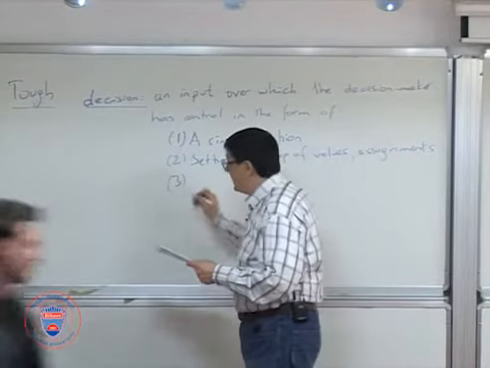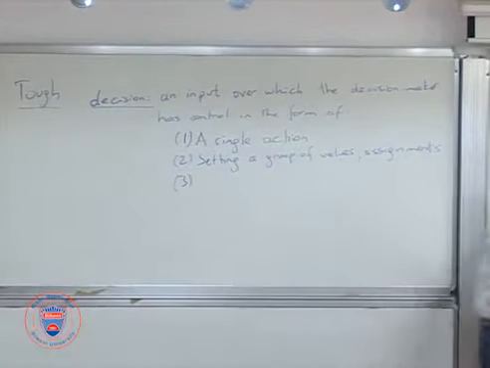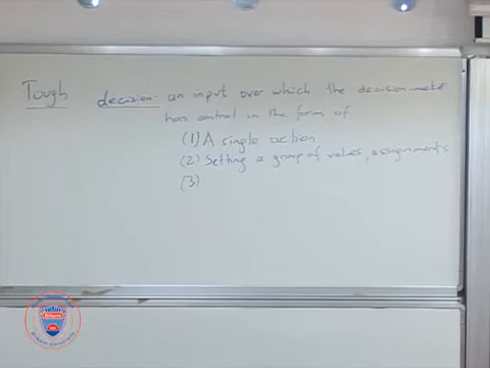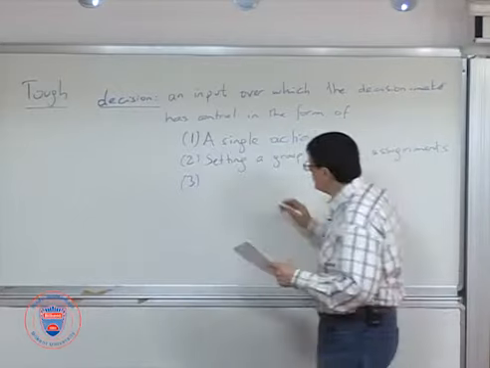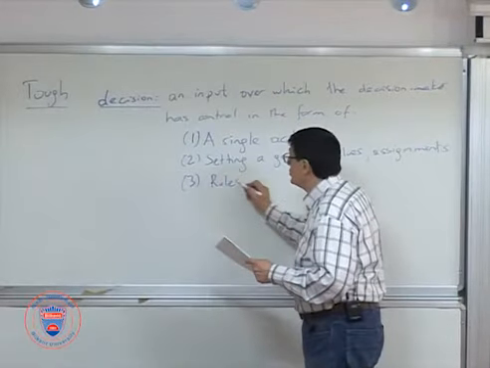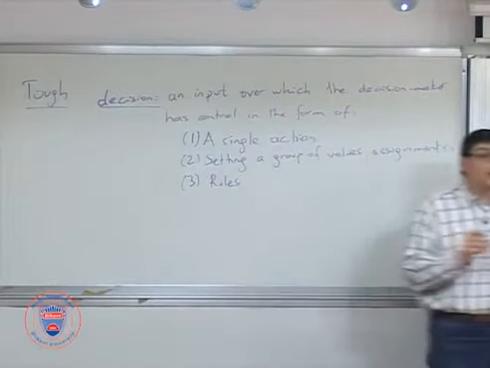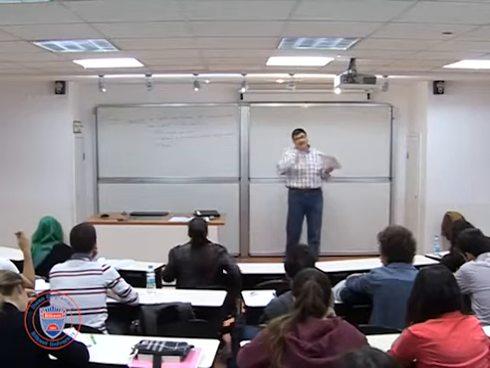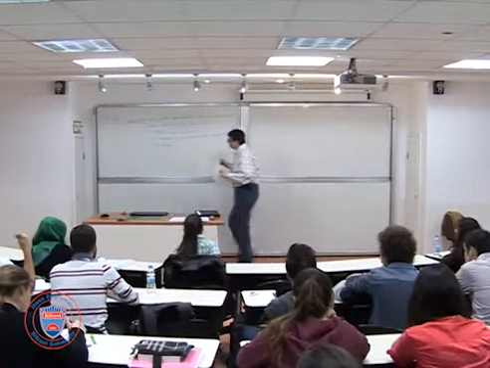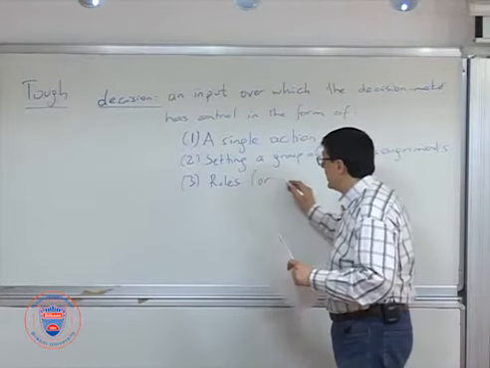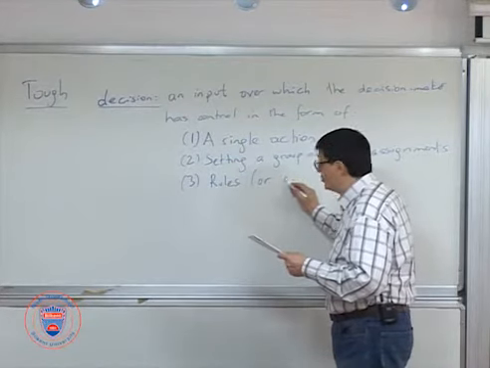Now, number 3, on the other hand, is another type of decision that we are going to confront in some other courses. This is called rules. So you're going to have a set of rules that you apply when something happens. So this is called rules, or sometimes control mechanism.